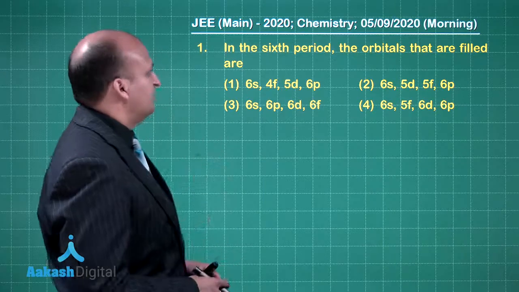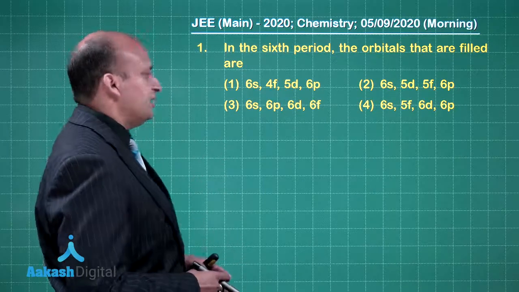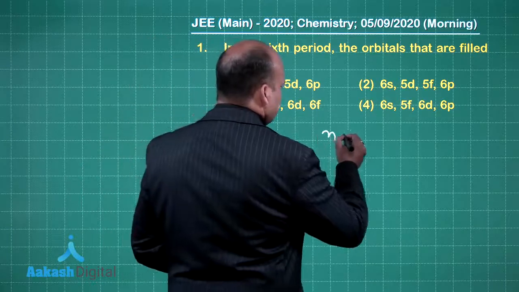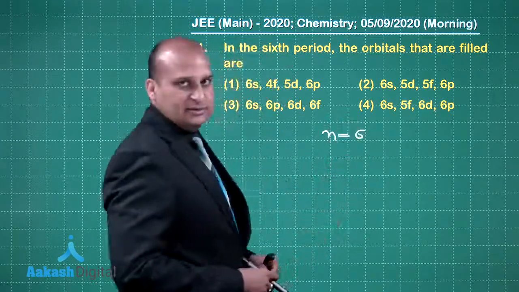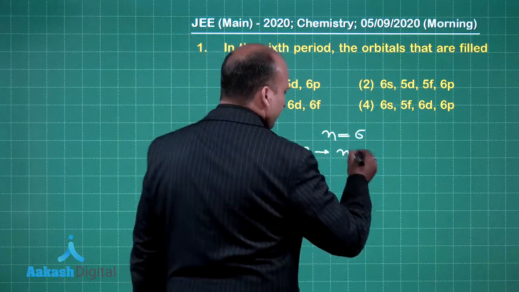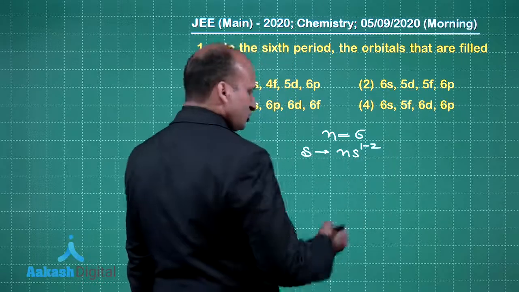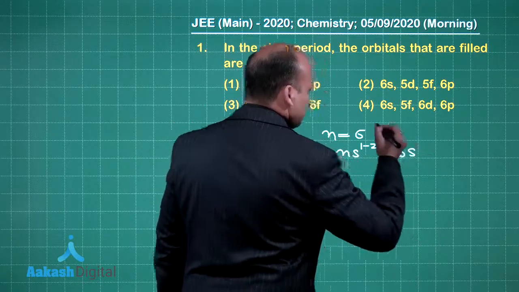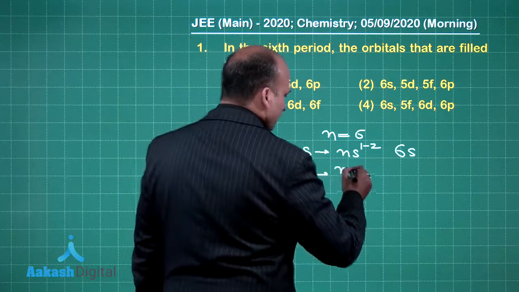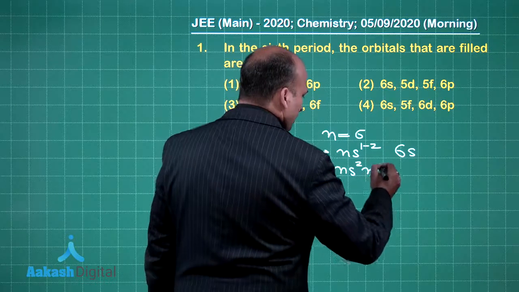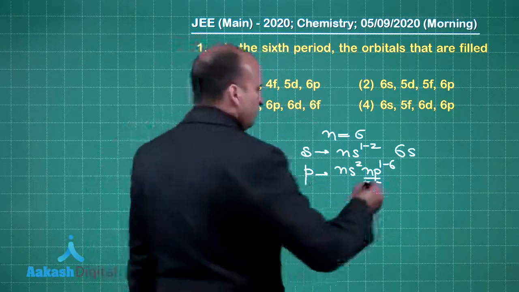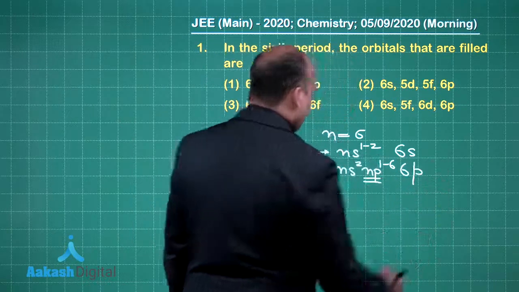Question number 1. In the 6th period, the orbitals that are filled are. Since the period is 6, the value of principal quantum number n will be 6. For the s orbital, the configuration is ns1-2, which means you are filling the 6s orbital. In case of p, the configuration is ns2 np1-6. Since you are filling np, you will be filling the 6p orbital.